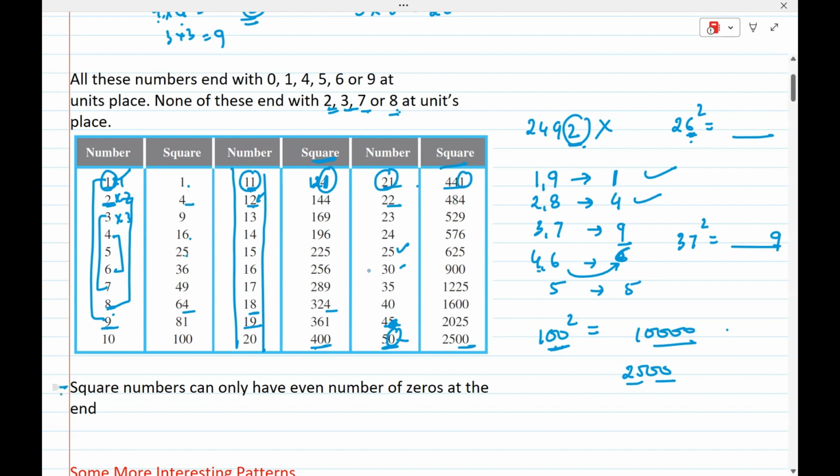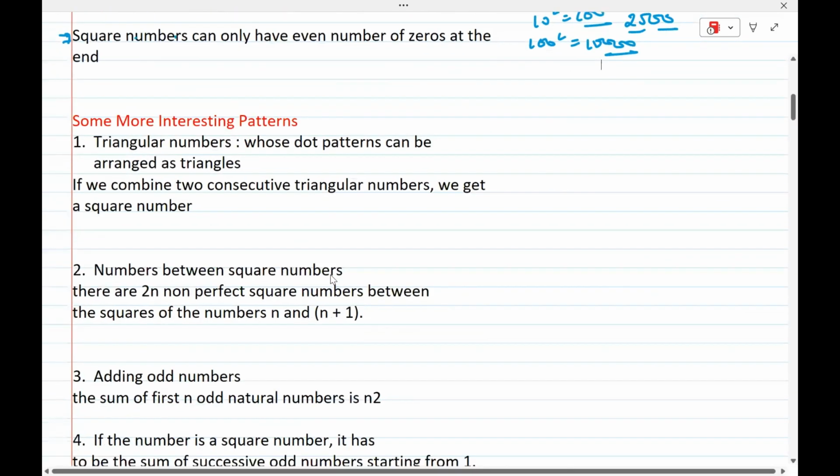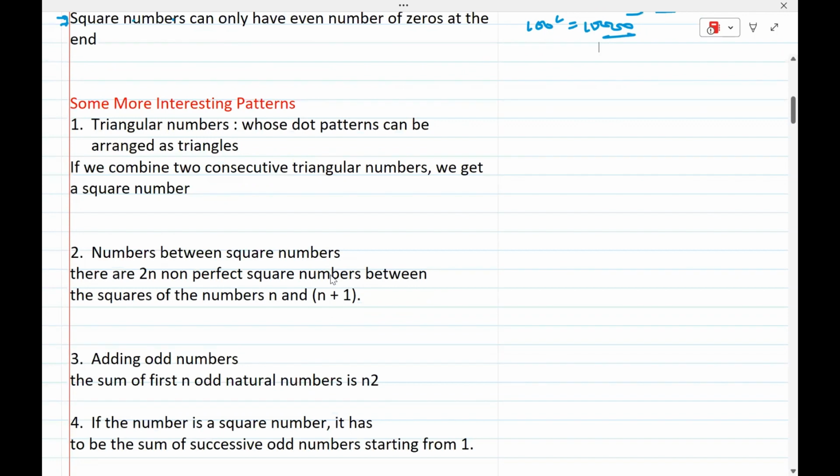So here I have written a note. Square numbers can only have an even number of zeros at the end. Like if I have 1 zero, its square will have 2. If I have 2 zeros, its square will have 4. So it's always an even number. So a perfect square cannot have an odd number of zeros. Clear? Here I have the next few properties related to squares and square roots.